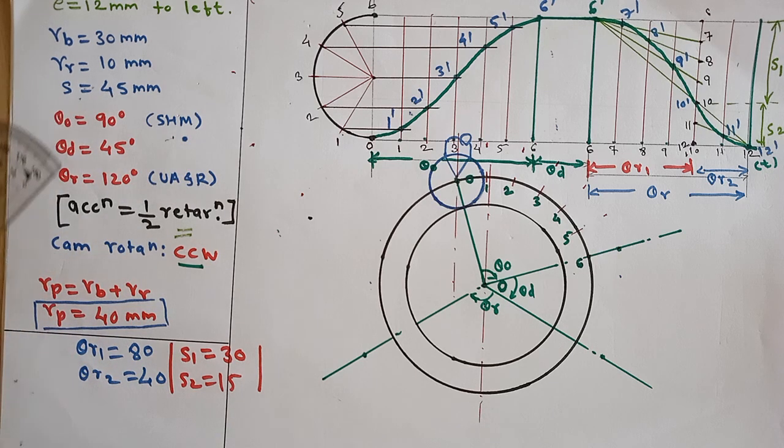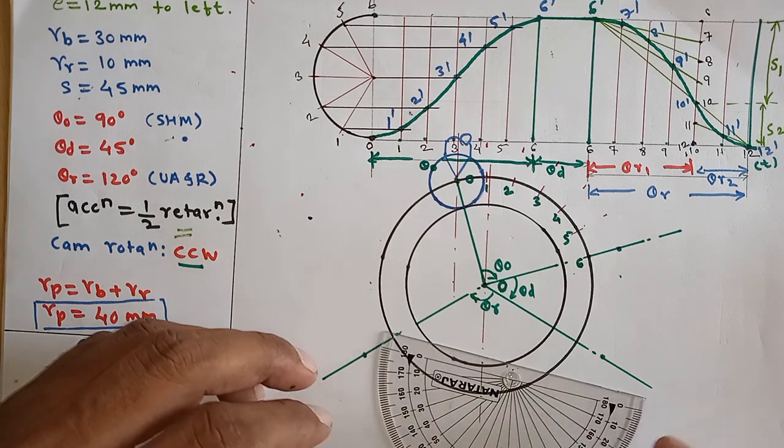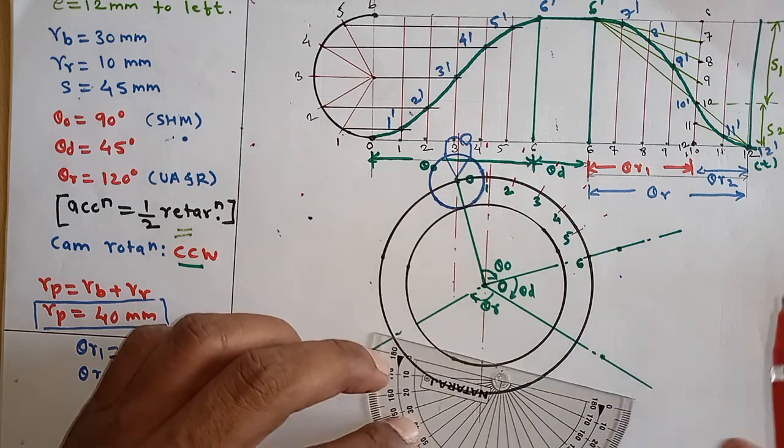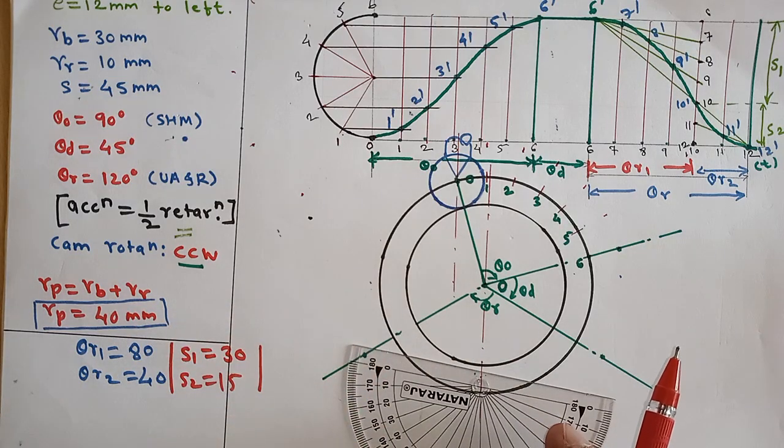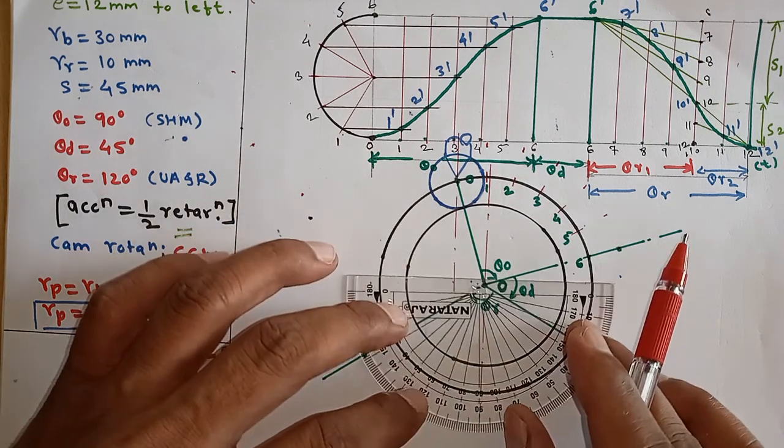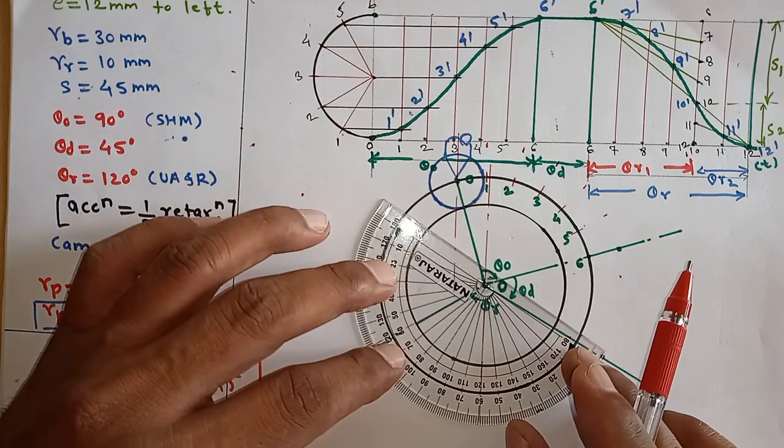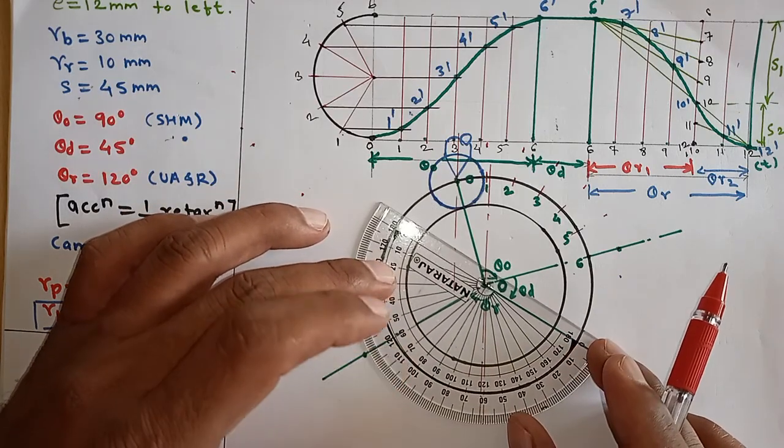Now we will do the same thing with the return stroke. We have divided the return stroke angle into 6 equal divisions. So 120 divided by 6 is 20 degrees. So each division is of 20 degrees.